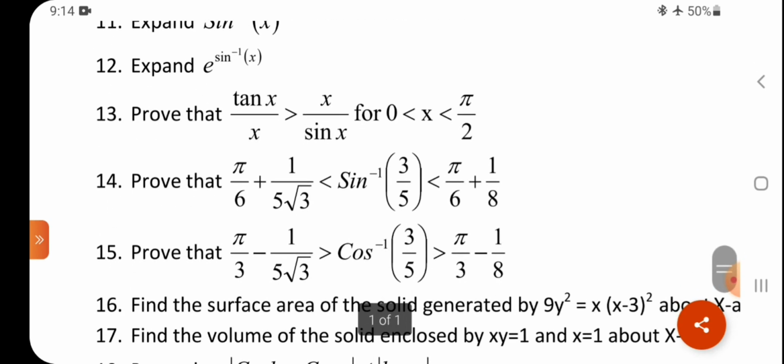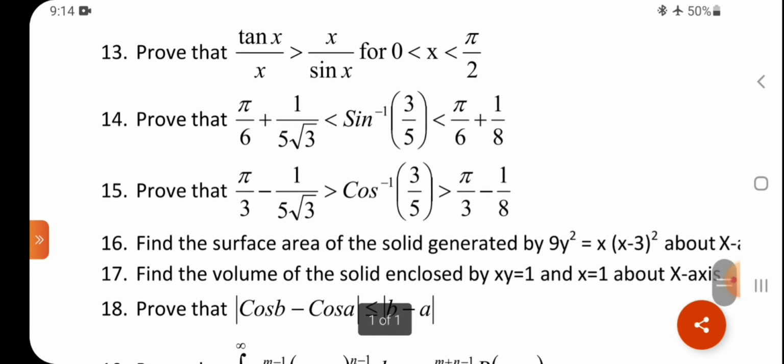Prove that pi by 6 plus 1 divided by 5 root 3 is less than sin inverse of 3 by 5, which is less than pi by 6 plus 1 by 8. So here you can directly use the Lagrange mean value theorem. Here the interval is taken as a comma b, and finally on applying the Lagrange mean value theorem, you can take b equal to 3 by 5 and a equal to 1 by 2. So by that you can get your final answer.